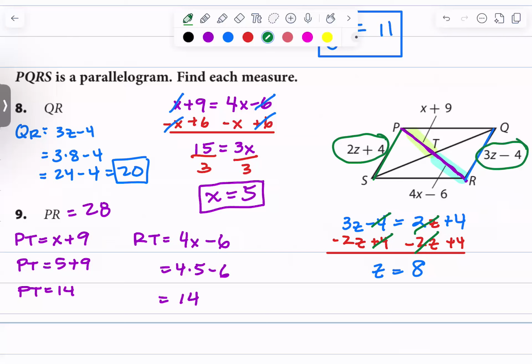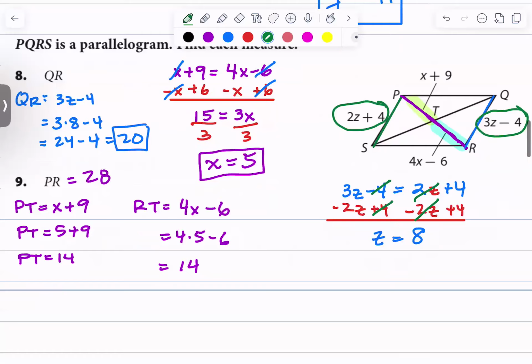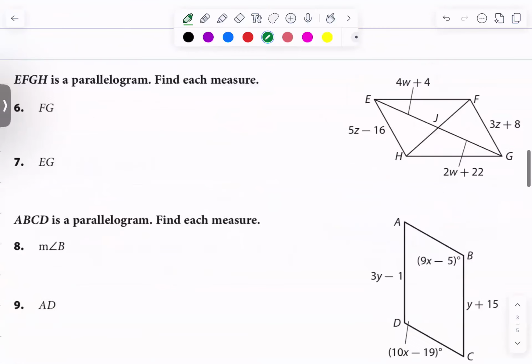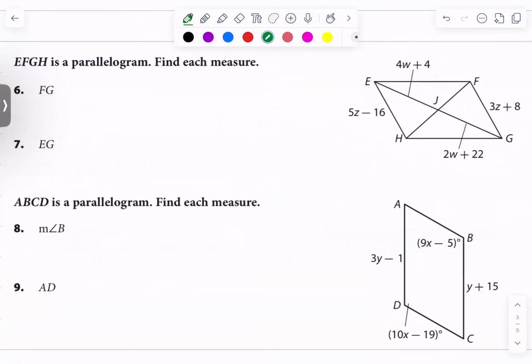Cool? Questions? Simple? Okay. I'll give you guys 2 minutes to try this out. So these are your answers for these problems. And moving on.